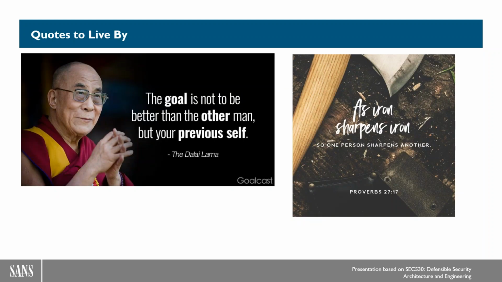These are some quotes that I try to live by. The goal is not to be better than the other man, but your previous self. I always have been competing against myself to the point that I don't care if my name is out there. That's not the goal of why I went the route that I went. I just want to be better today than I was yesterday. And I'm a firm believer, I'm a Christian, as iron sharpens iron, so one person sharpens another. And I love mentoring. I love working with people. Ismael is fantastic. When we're doing updates to our course, the way he words things is because he cares about the students and he wants to give them the best experience he can.